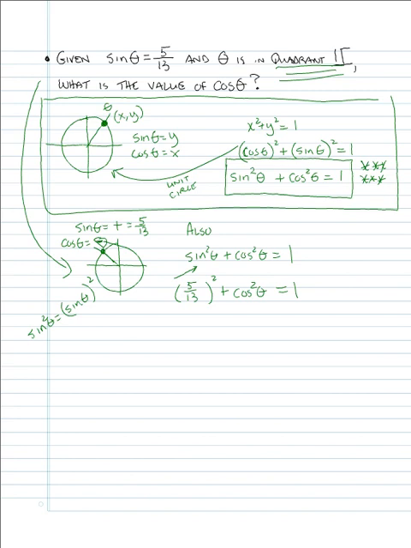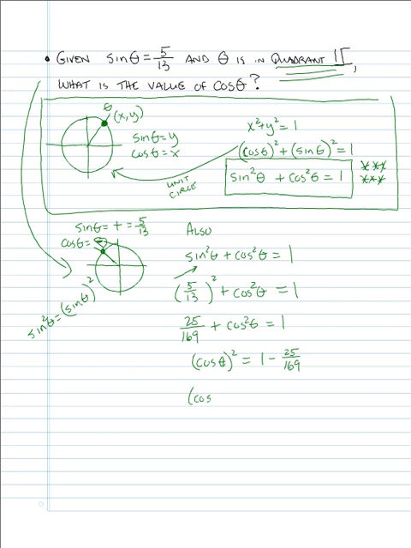So now it's a simple operation. If we square 5 over 13, we'll get 25 over 169. Plus cosine squared theta is equal to 1. Now let's remember, cosine squared theta really means the cosine of theta being squared. And if we solve for the cosine of theta, what we're going to have to do is subtract this 25 over 169 from both sides, aren't we? So that's all I've really done, is subtract 25 over 169 from both sides.